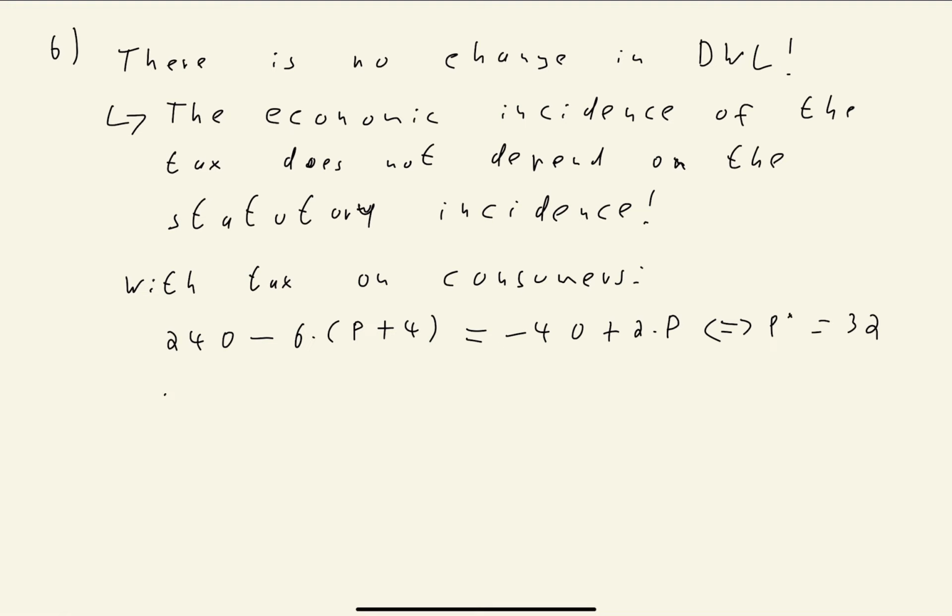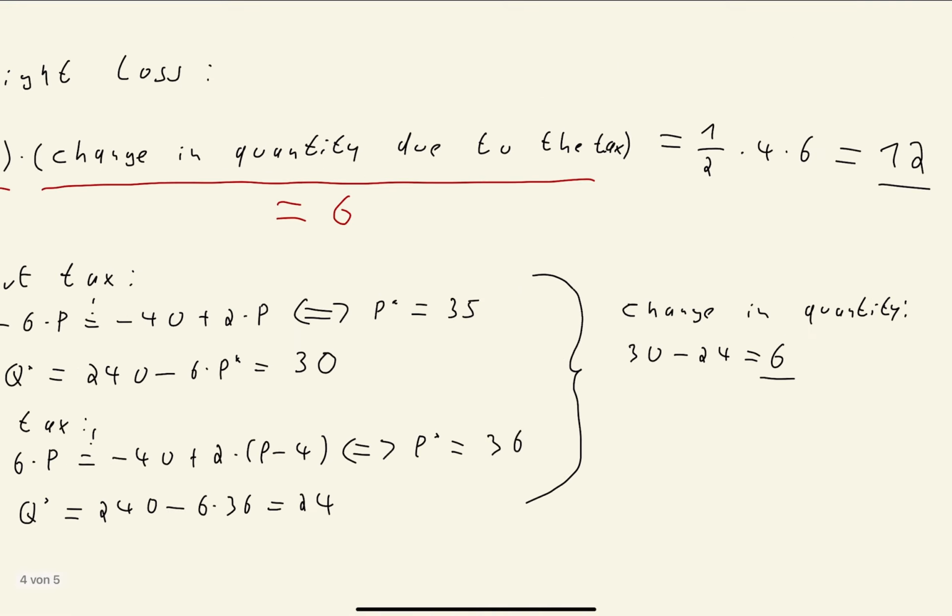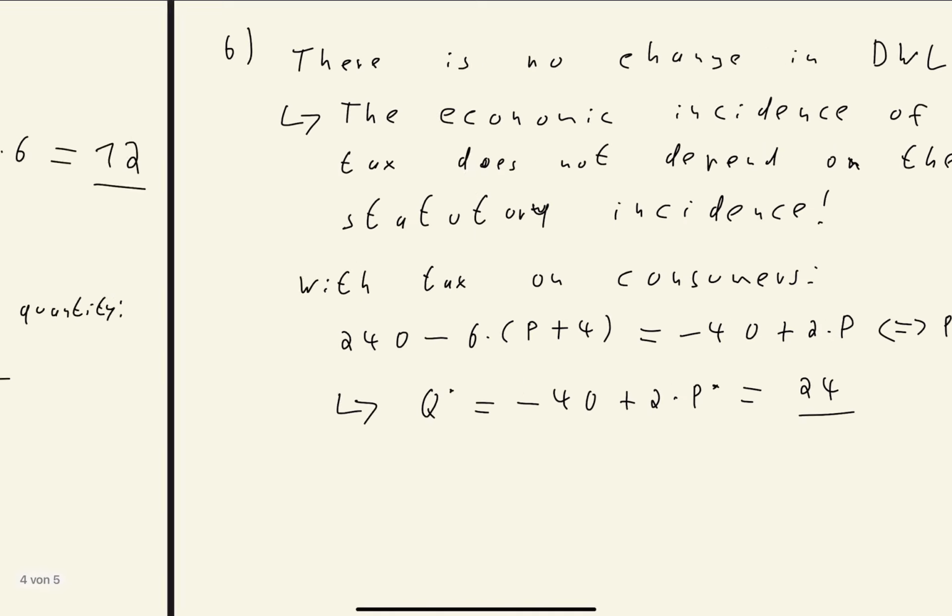And the quantity, Q star, is then equal to, we can either use the demand or supply function. Let's use the supply function this time. So 4t plus 2 times P star, and that's equal to 24. And that's exactly what we had in sub exercise A. There we also had 24 as the quantity with the tax.